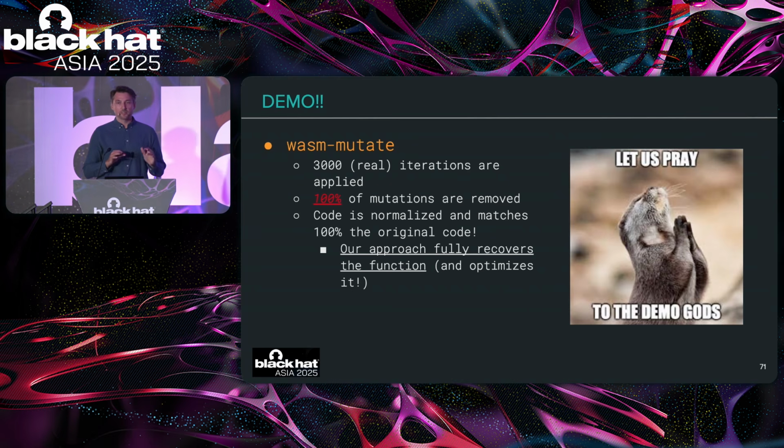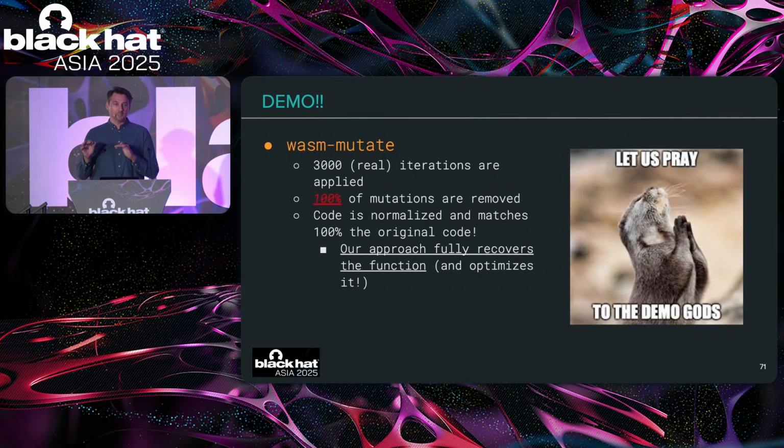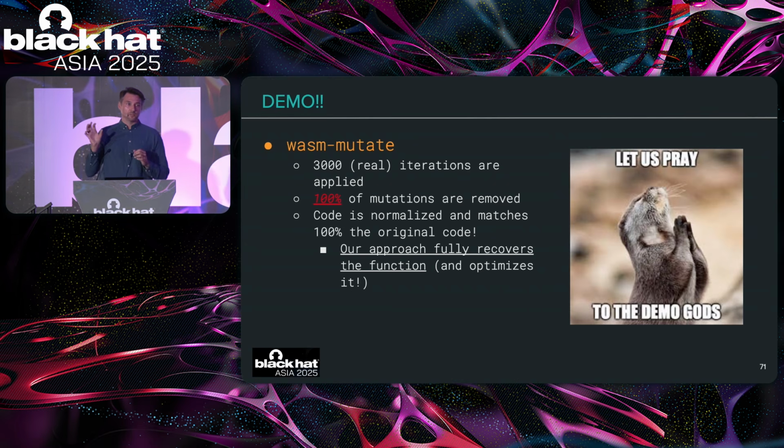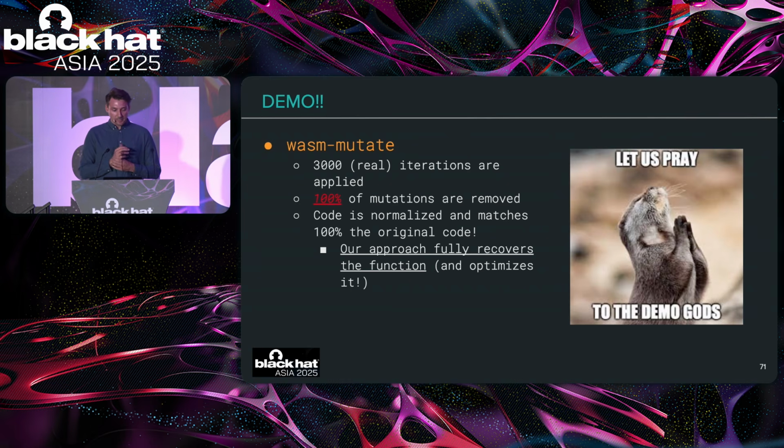Here we will use 3000 real iterations. Real iterations means that some of the passes in Wasm mutate are broken, so we need to detect them. And we do it 3000 times, which is almost, we hit the limit of the function size of WebAssembly. And we will show you that we can remove 100% of the mutations. So the code is normalized, as we introduced in the beginning.